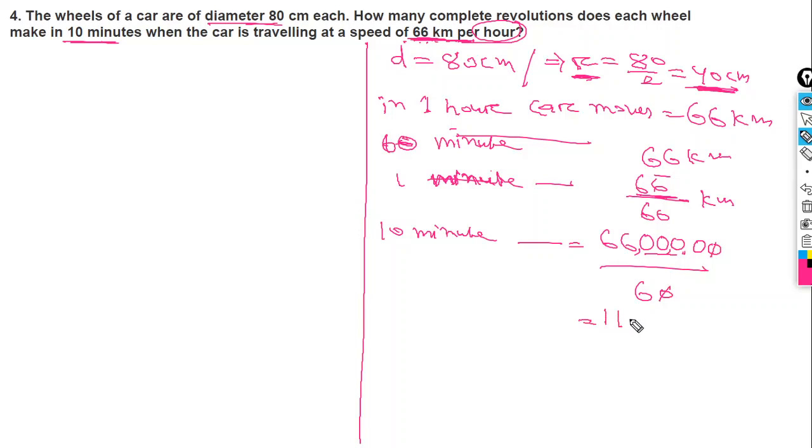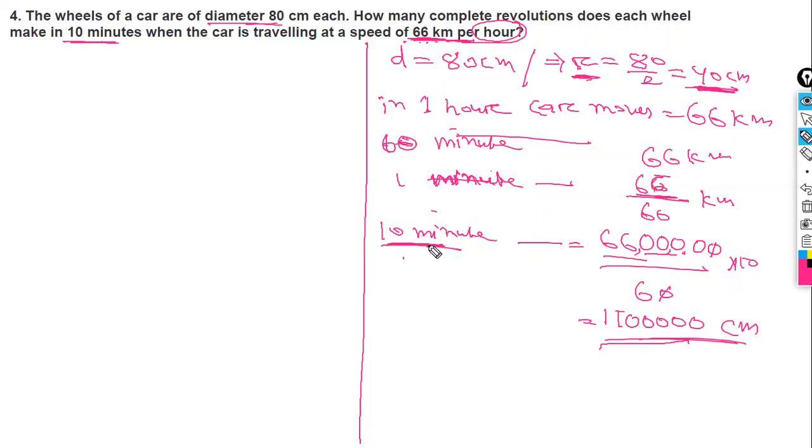Then here you have to multiply into 10. So 1, 2, 3, 4, 5 number of zeros. So this much centimeter. In 1 minute this much, in 10 minutes into 10, we have just 66 kilometer converted into centimeter here. Now this much centimeter it will move in 10 minutes.